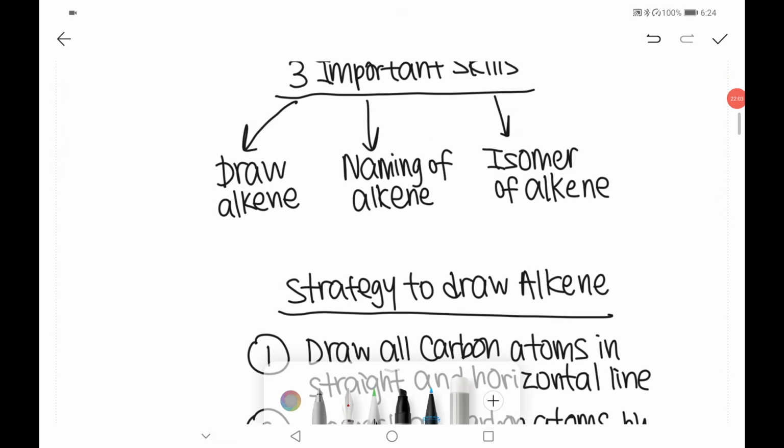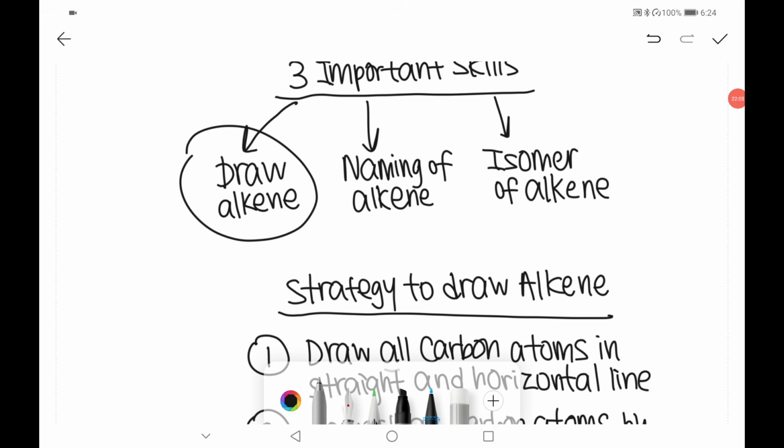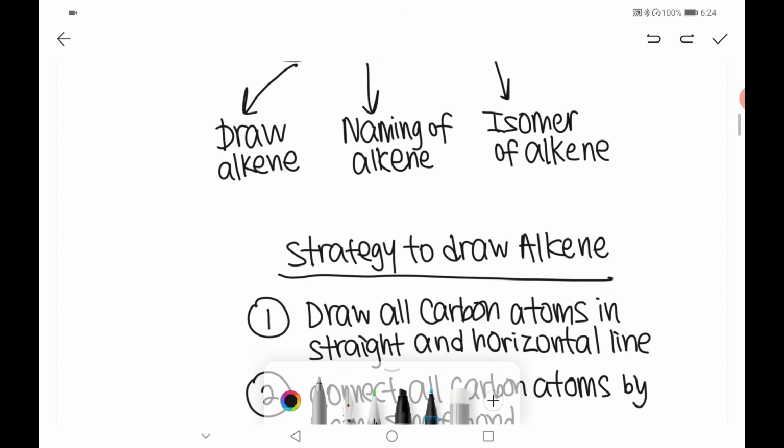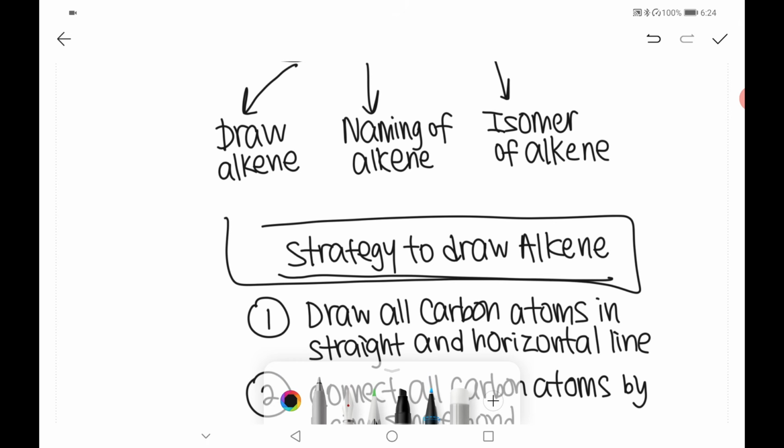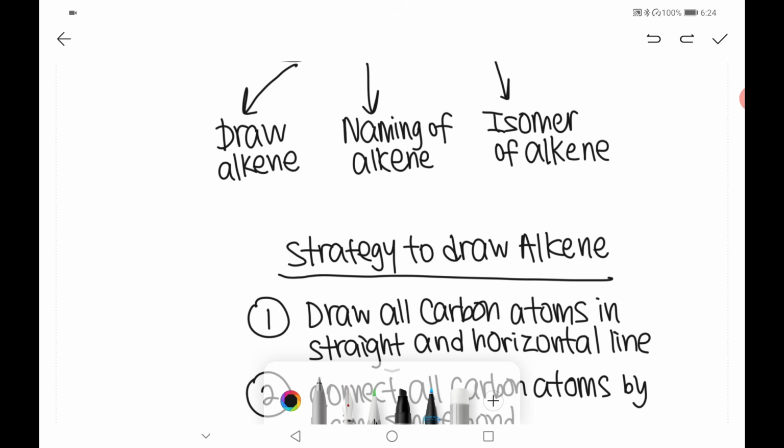Okay, let's start. We will start with the drawing. So how to draw alkene? This is the strategy to draw alkene. It is actually very similar to how we draw alkane.